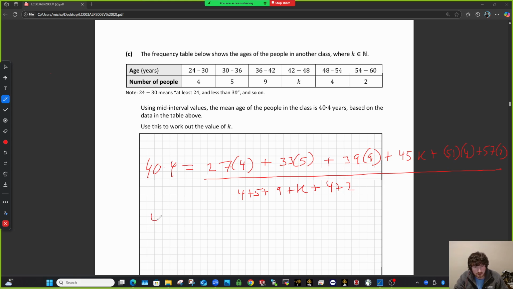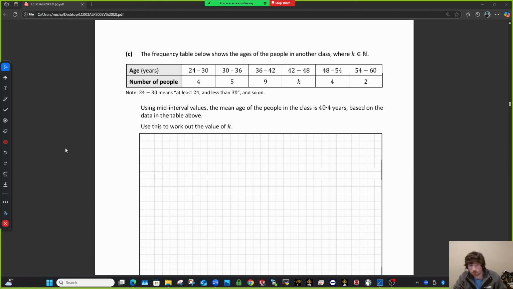Grand. So then you'll simplify that up and you'll get 40.4 equals the numbers on the top tidying up to be 942 plus 45k, and then on the bottom you get 24 plus k. Then you do a bit of algebra, multiply across by the bottom, move everything around, and you'll get k on its own. k will work out as 6. Does 6 have units? No, it's a number of people. So k isn't in years, it's just a frequency, so it doesn't have units. I put all this into a calculator afterwards with k as 6, and yeah, the mean works out as 40.4. So k is 6.